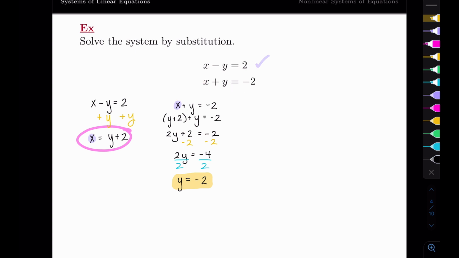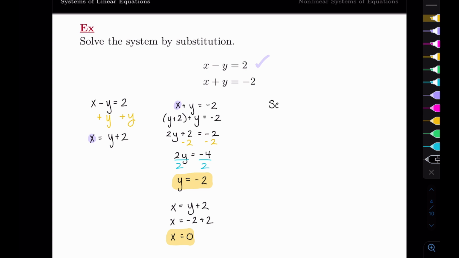But just from this substitution, I know that x has to equal y plus 2, and we just found out our y coordinate is -2. So I just replace it into my substitution. So this lands us back that our x has to equal 0. Okay? So we found a single point that is going to satisfy both equations.